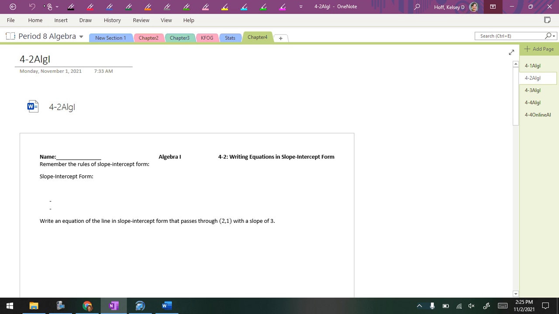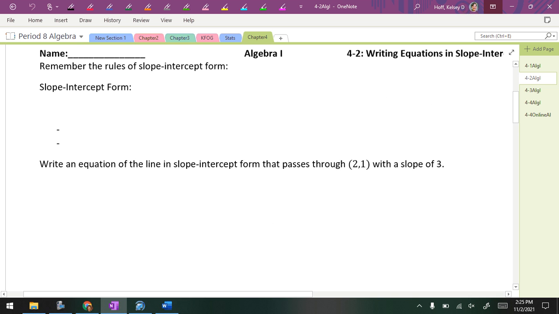an idea of slope-intercept form. So they gave us the slope, they gave us the y-intercept. You could write y equals mx plus b. So today we're going to take the same idea of slope-intercept form, but they're not always going to give us the slope and the y-intercept.